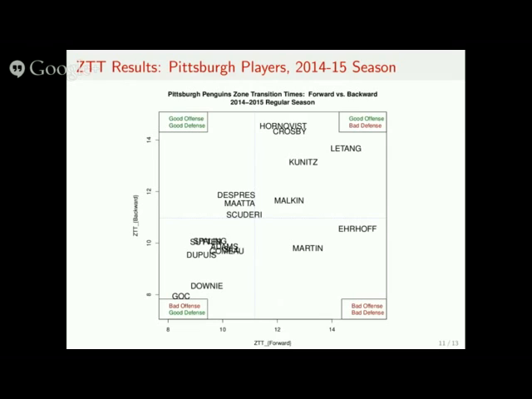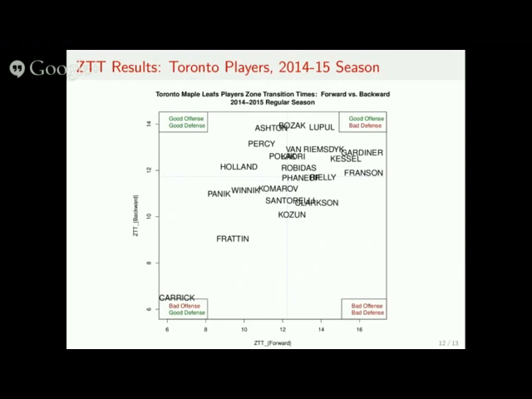Just because, if you want to get any attention in fancy stats, you should always include something about Toronto. So here's Toronto presented without comment. Same sort of idea. Over here we have Kessel way up there. Good offense, bad defense. So I mean, I don't know. Toronto people, what do you think?